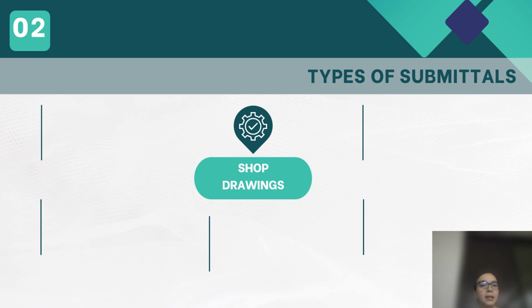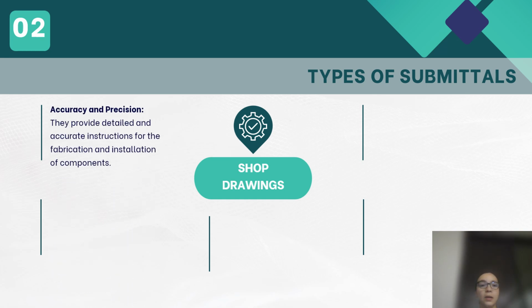Now let's examine the essential aspects of shop drawings, a critical type of submittal in construction. So, accuracy and precision. Shop drawings provide detailed and precise instruction for the fabrication and installation of components, ensuring everything fits and functions as designed.